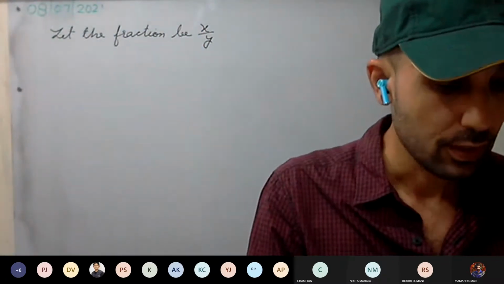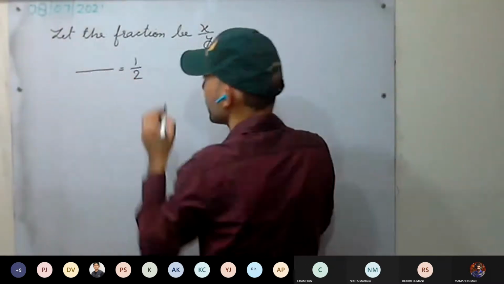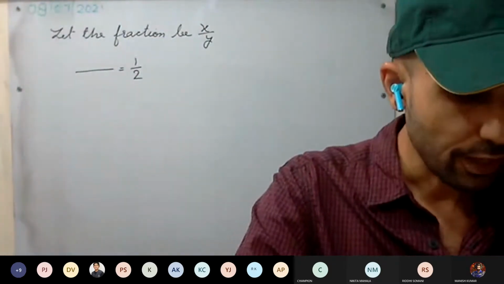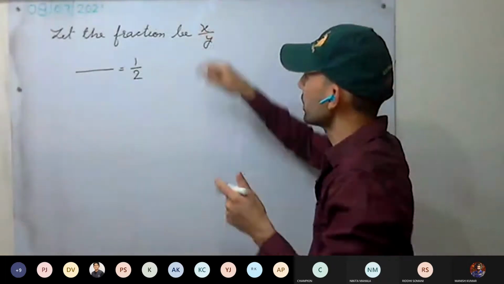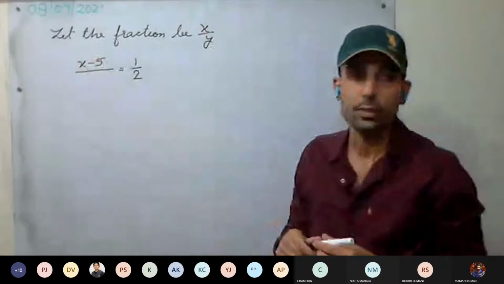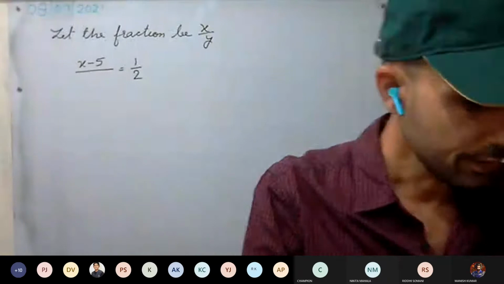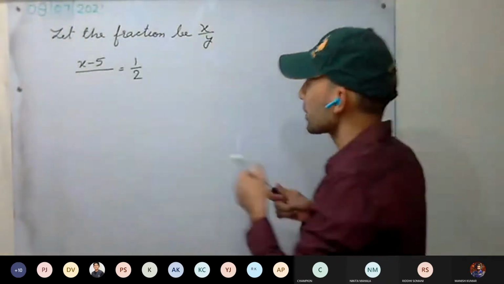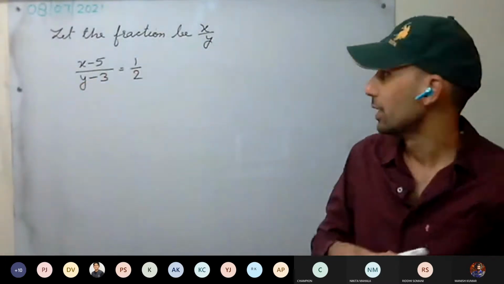A fraction becomes half. So the fraction is becoming half if 5 is subtracted from its numerator, that means x minus 5, and 3 is subtracted from the denominator. Okay, this is the first statement. This is clear?